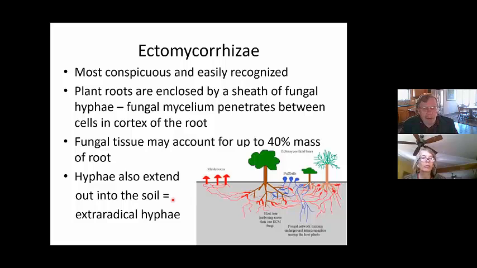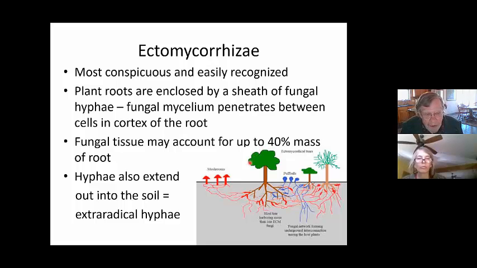Ectomycorrhizae are the most conspicuous and easily recognized of all the mycorrhizae because the plant roots are enclosed by a sheath of fungal hyphae. So the fungal hyphae form a sheath around and modify the plant roots so that they can be recognized externally. The mycelium penetrates in between the cells of the cortex, but it doesn't actually penetrate into the cells themselves. So the fungal mycelium is intimately associated, as we'll see in a couple of minutes, with the cortex of the root. And the fungal tissue can account for up to 40% of the mass of the root.